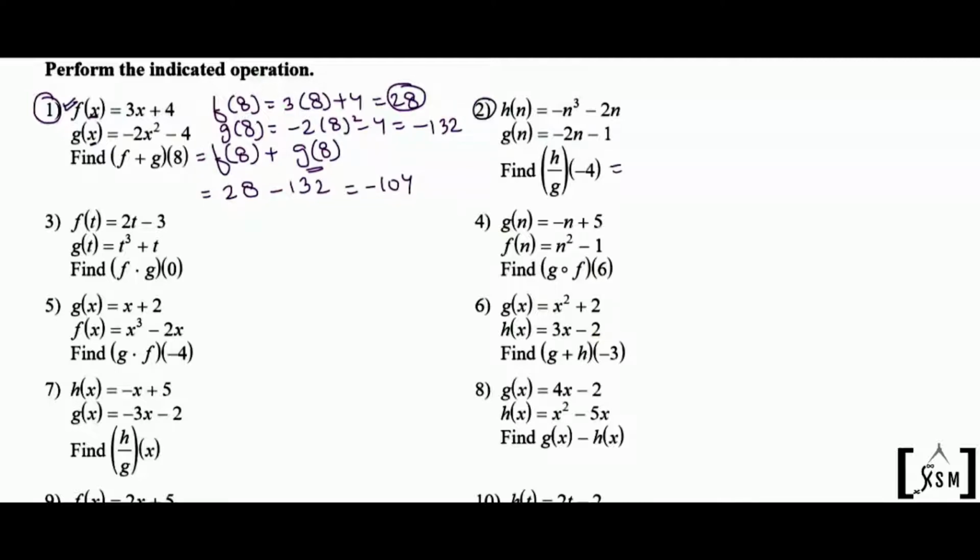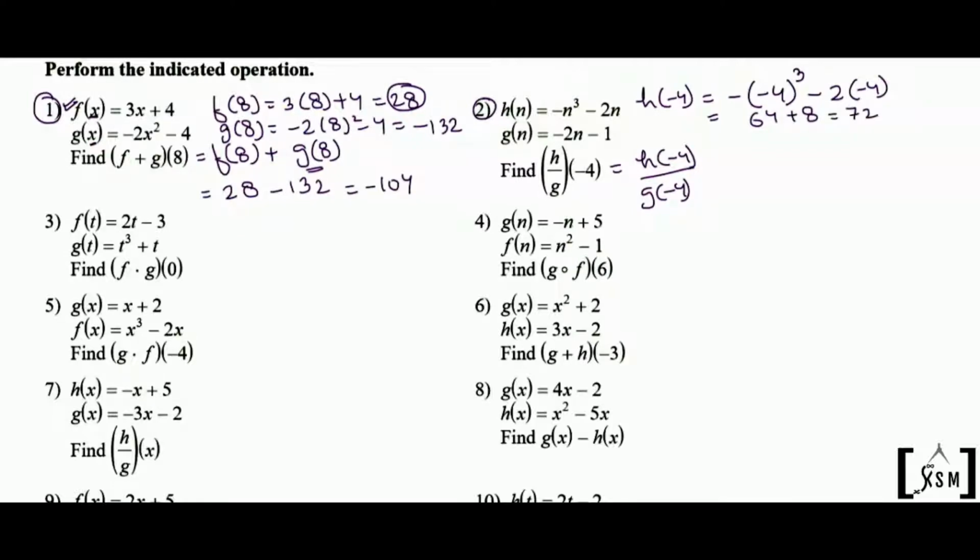This is also the same. H over g of minus 4 is actually h of minus 4 divided by g of minus 4. So we'll calculate h minus 4 first. H minus 4 equal to negative, in place of n I will put negative 4, guys, and I have to put a bracket because the n value is negative 4. Negative 2 times negative 4. So you know how to calculate. That gives 64 plus 8, which is 72.